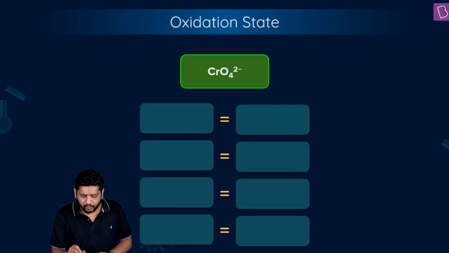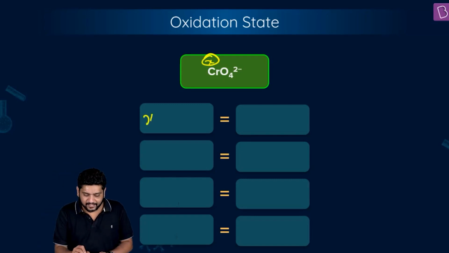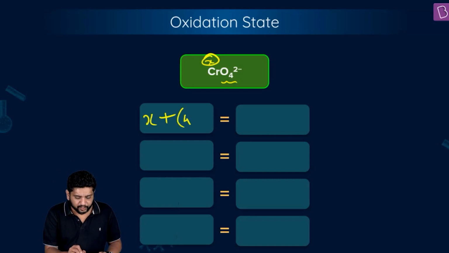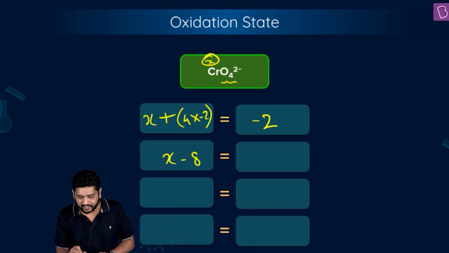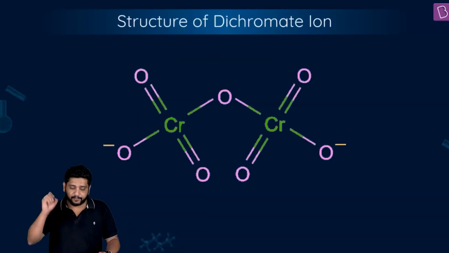Let's say X is the oxidation state of chromium. So X plus, there are 4 oxygen atoms, all of them in minus 2. So 4 into minus 2 should be equal to minus 2, right? Or X minus 8 is equal to minus 2, or X is equal to 8 minus 2, or you can say X is equal to plus 6, which is the oxidation state of chromium.